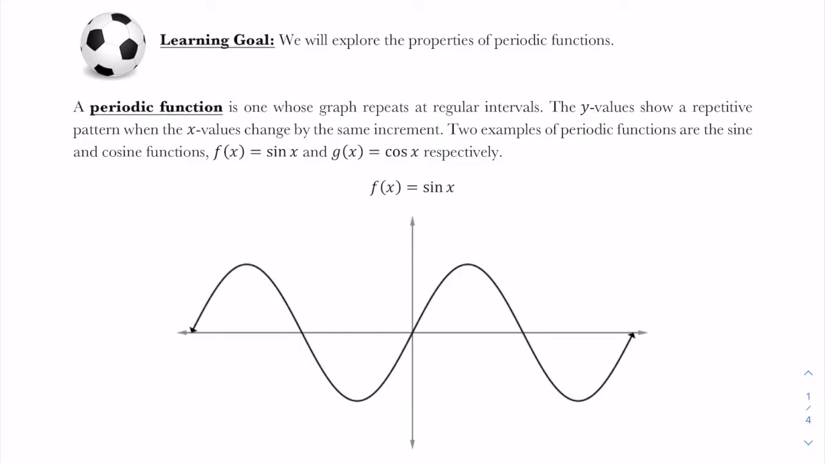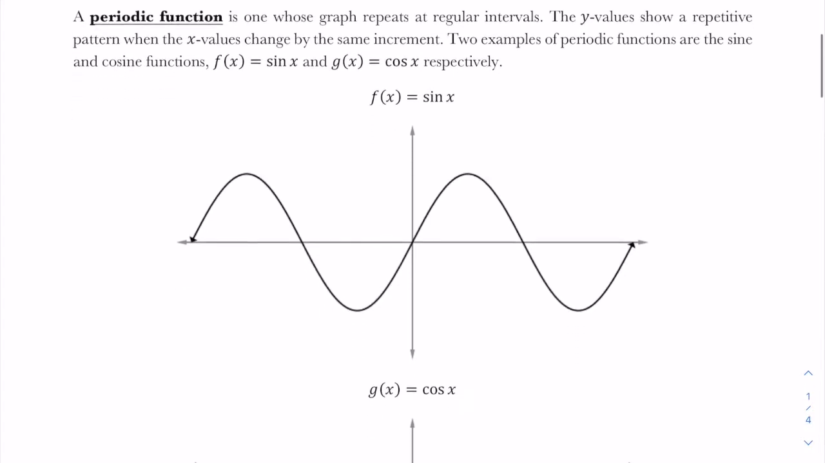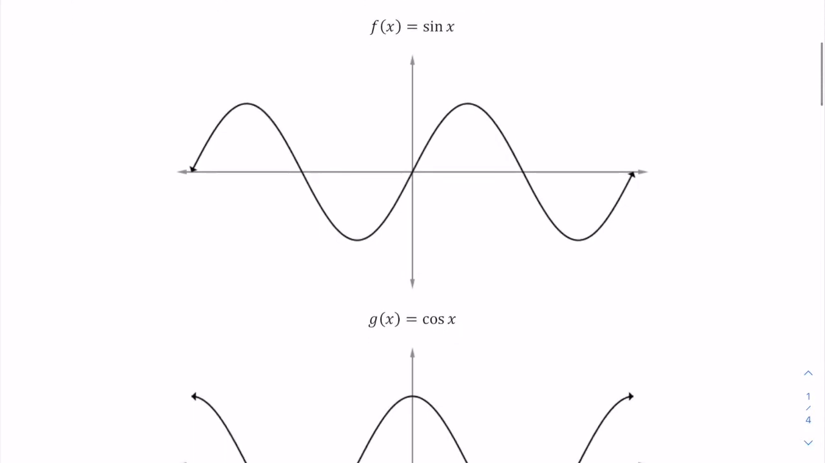The y values, which remember are the output, show a repetitive pattern when the x values, which are the input, change by the same increment. We've already seen two examples of periodic functions, that would be the sine and cosine functions respectively. They're shown in the graph below.